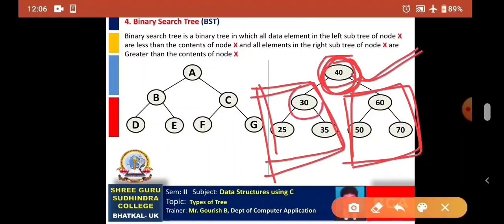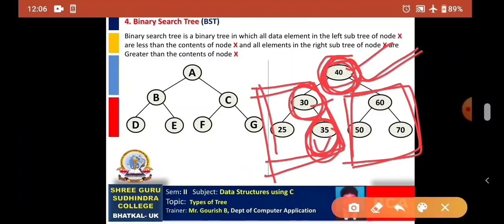Now consider node 30. For node 30, the left side should be less, right? So 25 is less than 30, and the right side should be greater than that value 30, right? So 35 is greater than 30. Fine. But this 35 should not be greater than 40. This is one of the important conditions. It is only greater than 30. 35 should be greater than 30, but it should not be greater than this node 40.